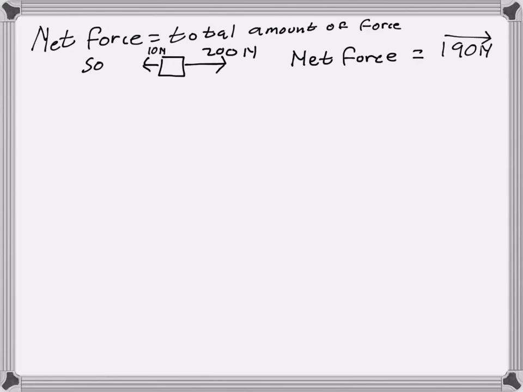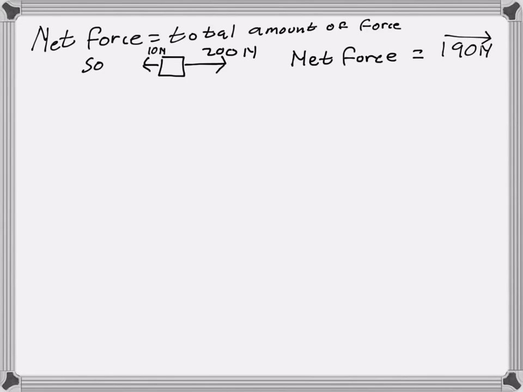Now, it's not just 190 newtons, but it's 190 newtons to the right. Because remember, since we're adding up all the forces, you have to have a direction. That's why we put this arrow here. We can put it here, next to it, or just write the word out. But we have to include both direction and number.